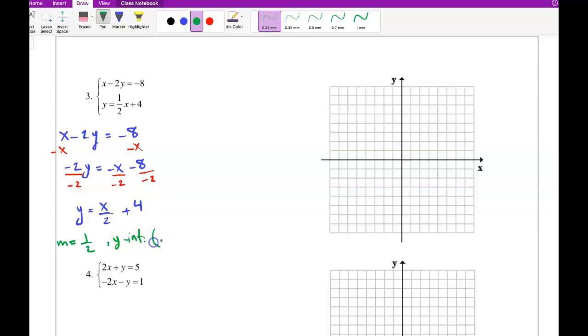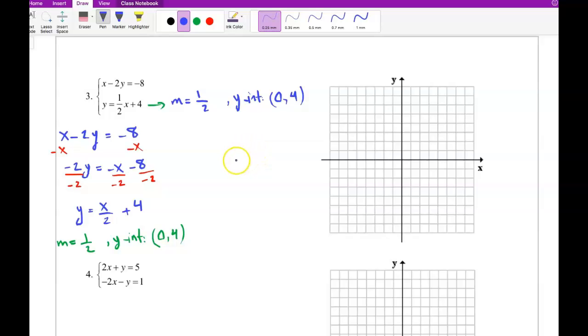And y-intercept is 0, 4. Now what do we have here for this one? Slope is same thing, 1/2. And y-intercept is again same thing. We have 0, 4. So when we have same slope and same y-intercept, that means that we have infinite number of solutions.